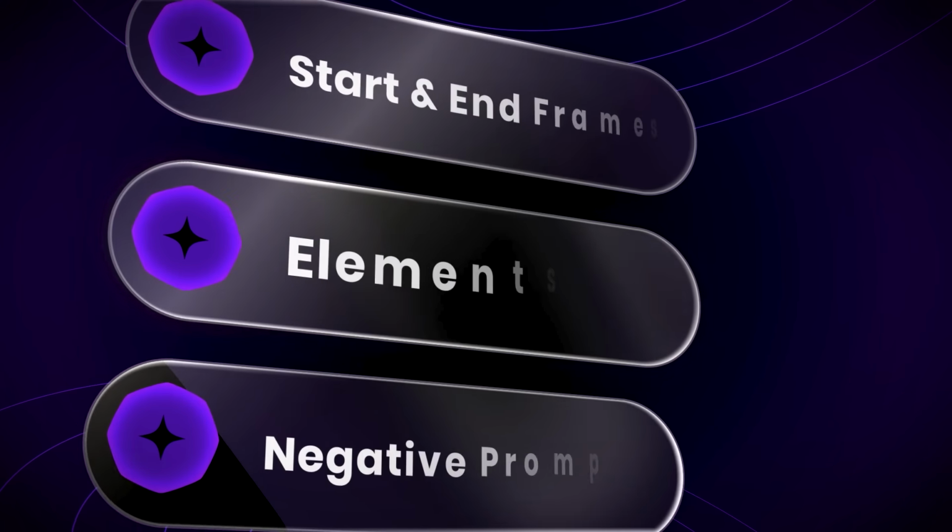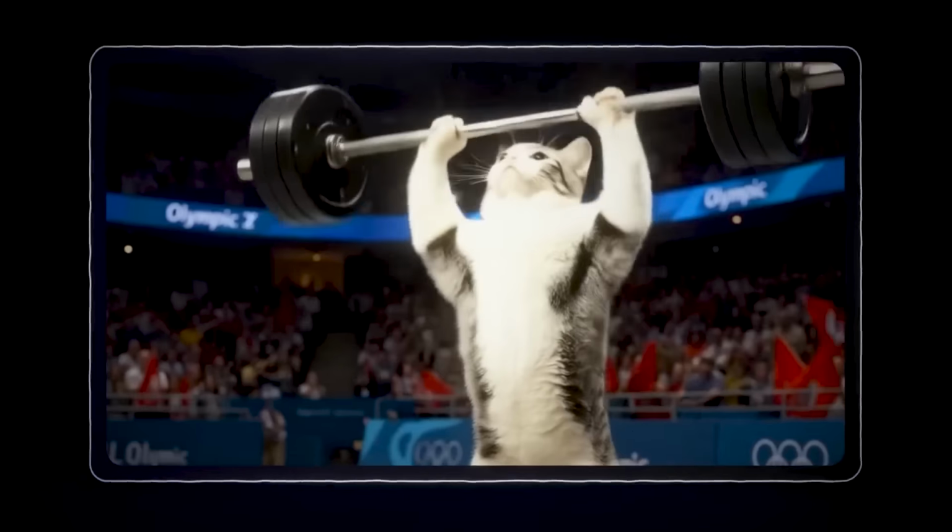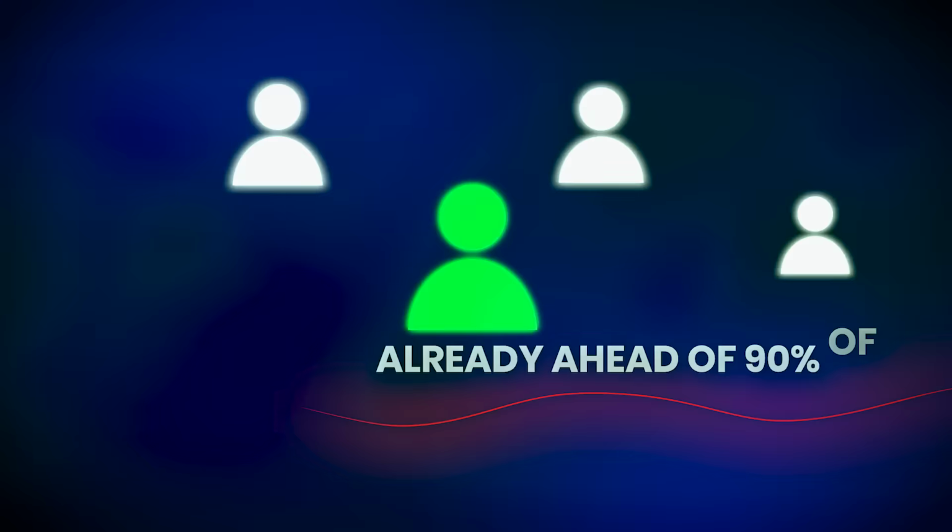These 3 features, start and end frames, elements, and negative prompts, are what separate amateur AI videos from professional-looking content. Master these and you're already ahead of 90% of Kling users. Before you go, here are 3 quick tips that'll save you a ton of headaches.